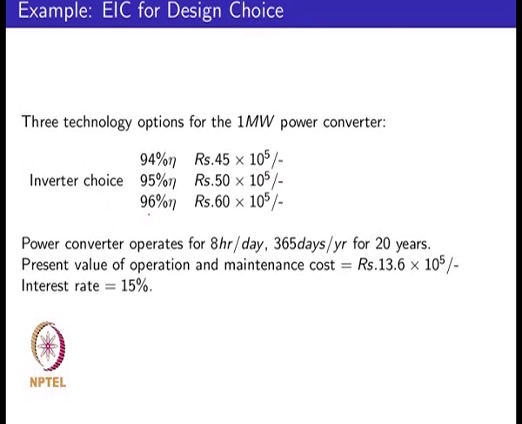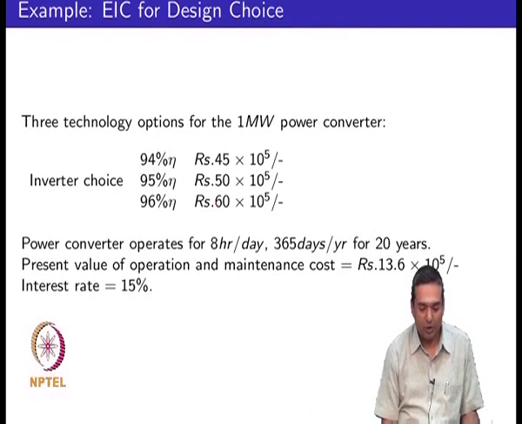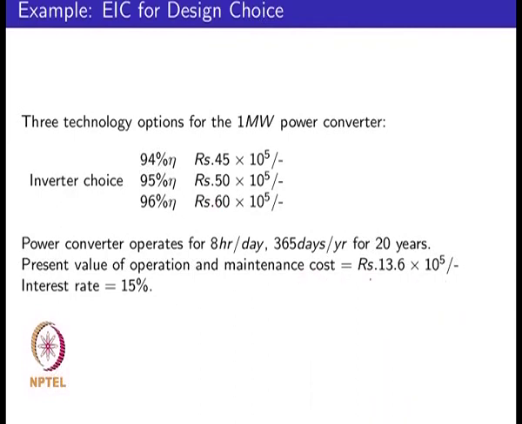And then you might have another inverter which is very efficient, 96%, and its cost is slightly more. So, then the question is, if we know the way in which your particular power converter is going to operate, we will assume it is 8 hours per day, 365 days a year, and for 20 years you are expecting to operate this particular unit. And we will assume that the operation and maintenance cost is same as what we calculated in our previous example. We will assume 15% interest rate.